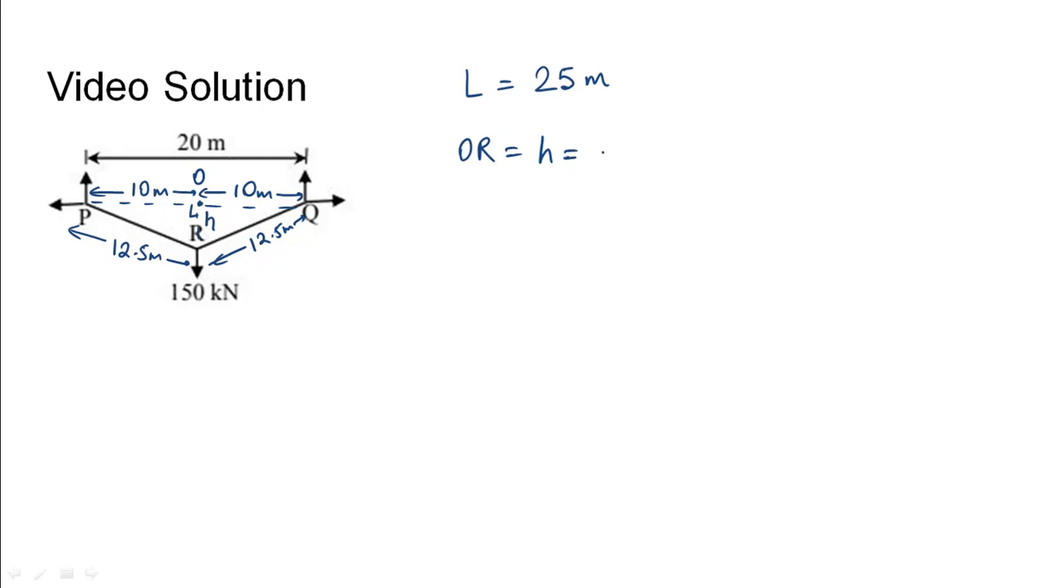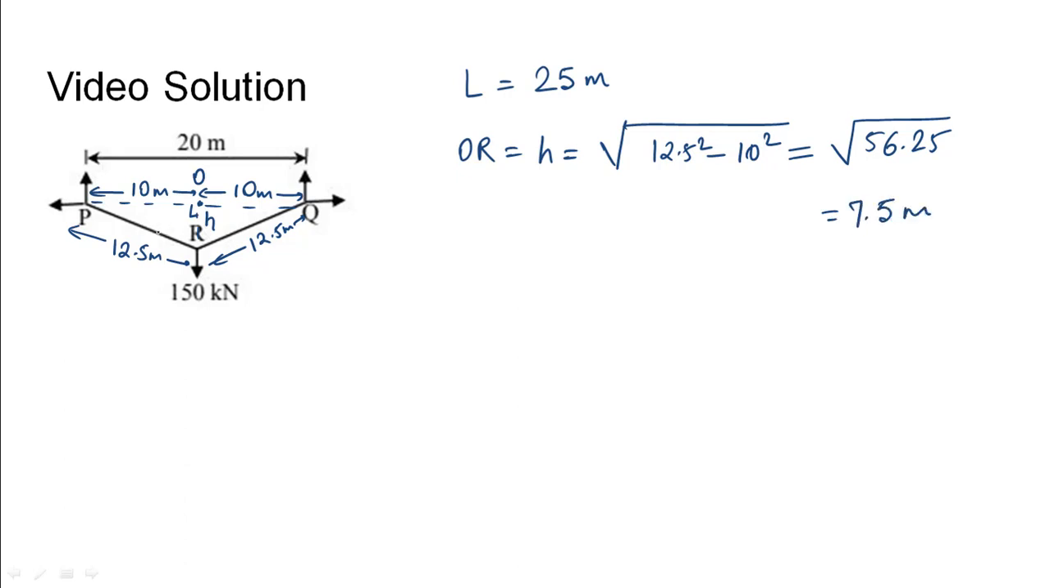So H can be found out as square root of 12.5 square minus 10 square using the right angle triangle principle. This would give the value to be the square root of 56.25, which would turn out to be 7.5 meters.